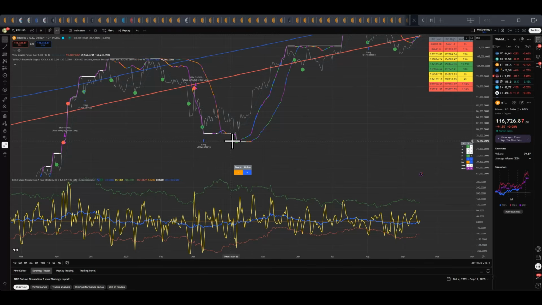Now, notice the confirmation came when you start to see the second line diverging. So when the second line diverges, it confirms. And in fact, let's say you couldn't act on this because it didn't diverge, but you acted on this, you would have got the price here.